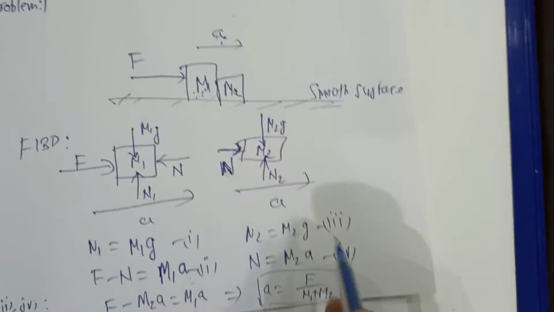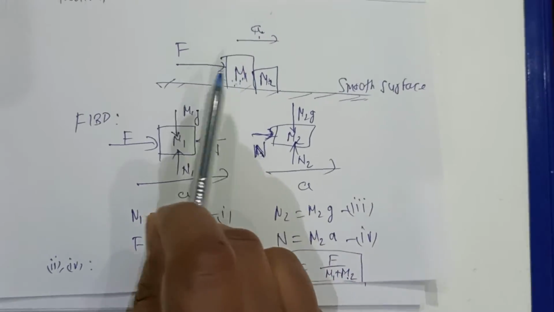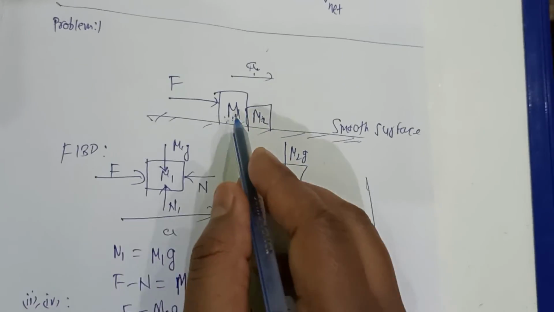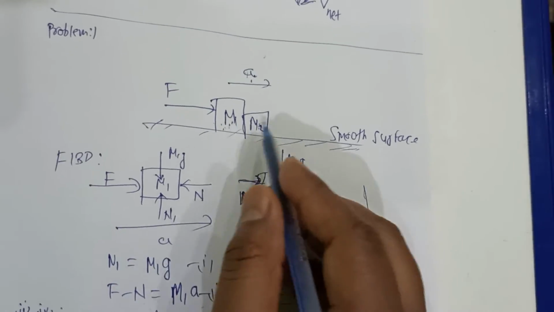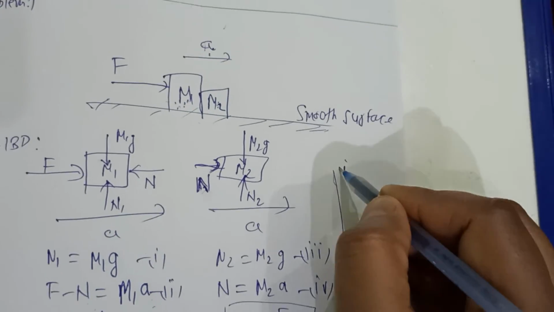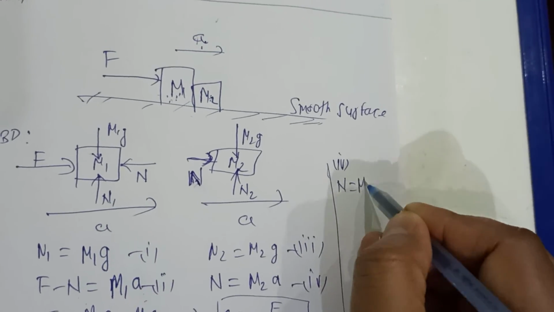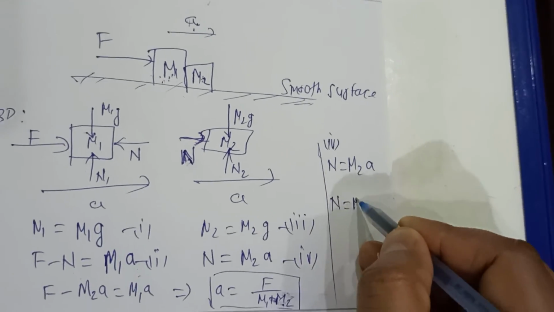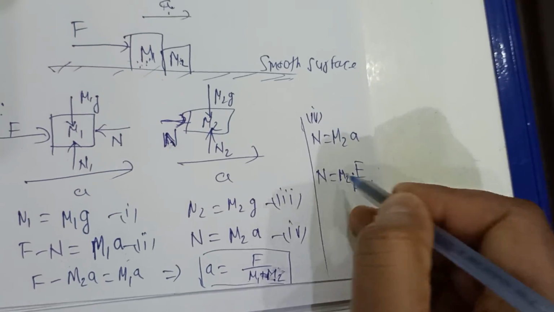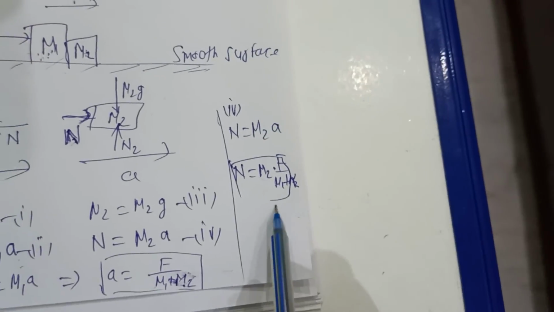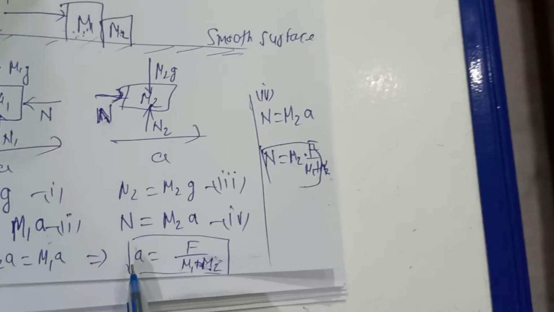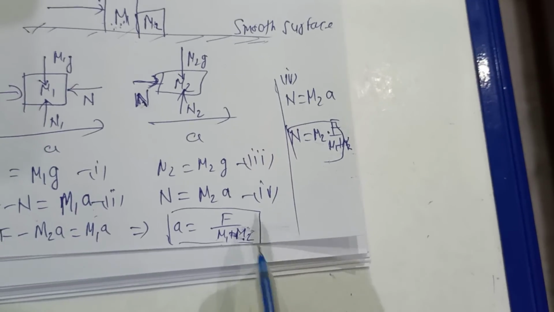So this is the acceleration with which this whole system will move towards right direction, and we also want to find the push by the block, so this N. So according to the fourth relation, we have N equals m2a. So this N is equal to m2 into, so A is here F upon m1 plus m2. So now we got the value, N is equal to m2 into F upon m1 plus m2, and A is equal to F upon m1 plus m2.